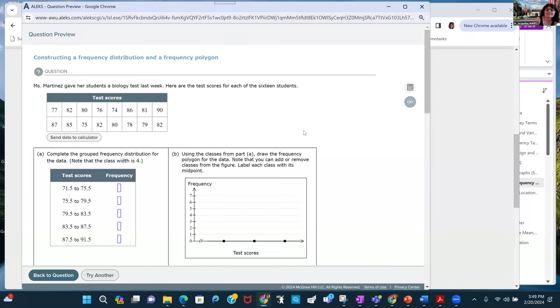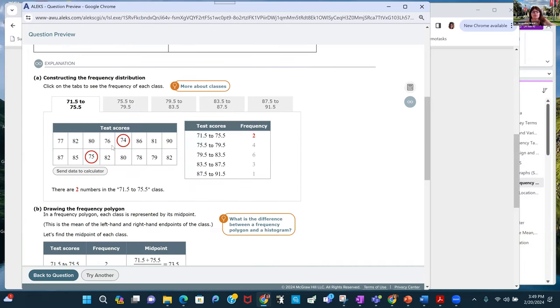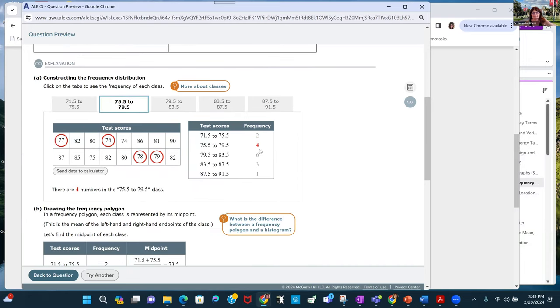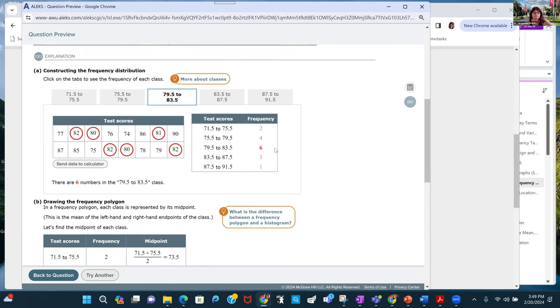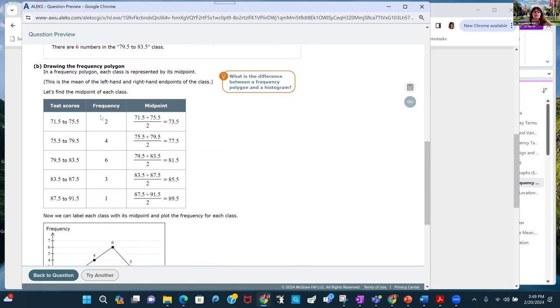Let's pull up the Alex explanation here first. First they do all the frequencies in each class, and then they find the midpoint for each class. To find a midpoint, you can always add the endpoints together and divide by two. You could also note here that the class width is four. Notice you've added four, so for the midpoint, you're going to add two from the left. 71 and a half plus two gives you 73 and a half.